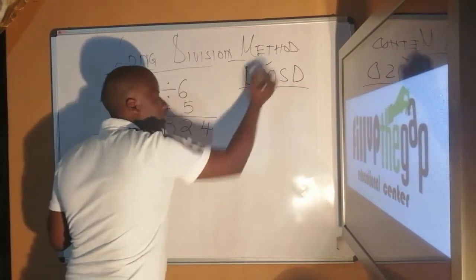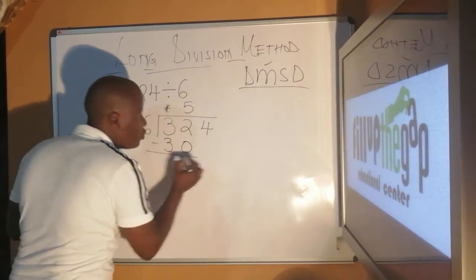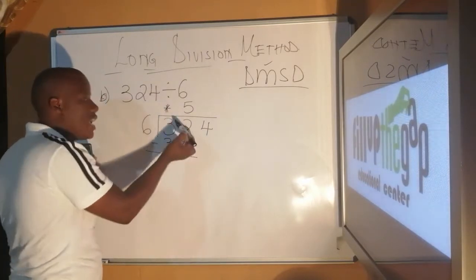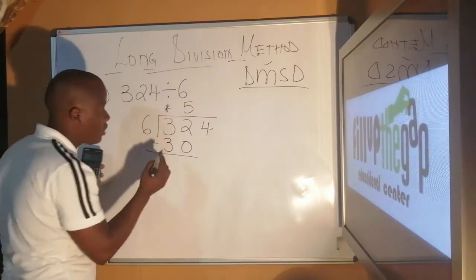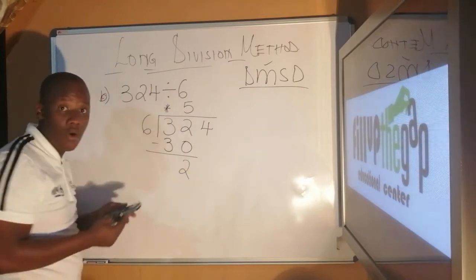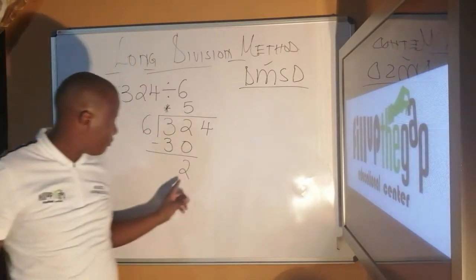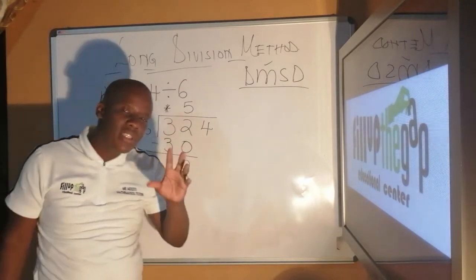We are done with multiplication. Now what are we supposed to do? Subtract. Subtract what? 30 from 32. Meaning what? 32 subtract 30, and it's going to be 2. See, in the previous example we had 0 here, which was a bit easier.